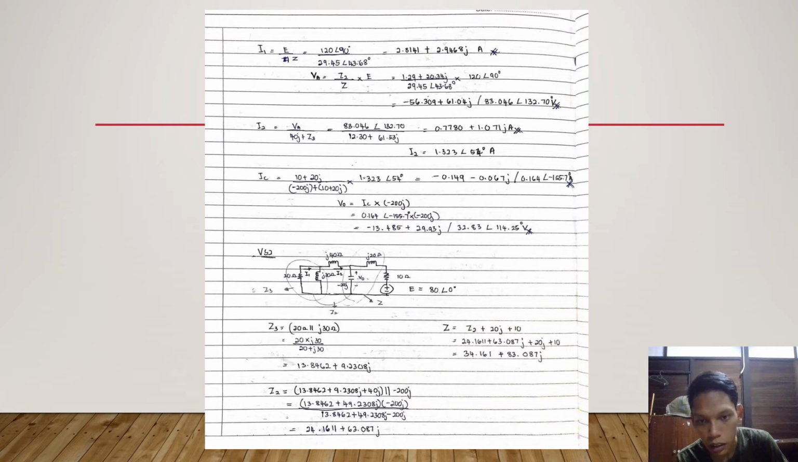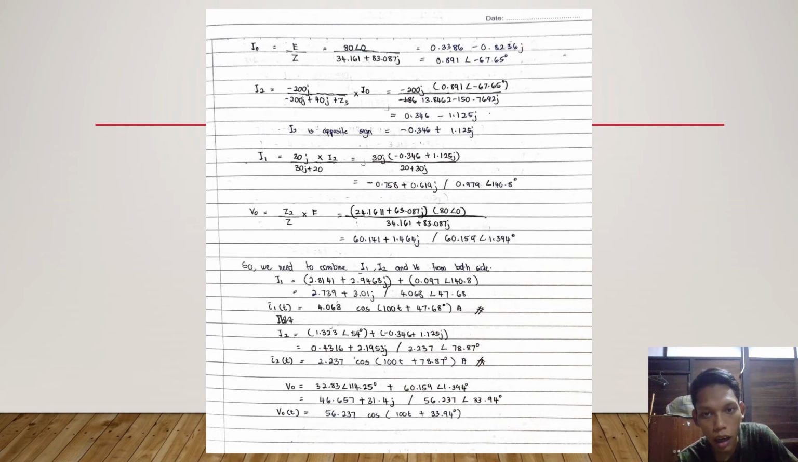At voltage source 2, we get the total resistance 34.161 plus 83.087 imaginary. I naught is 0.891 degree negative 7.65. I2 we get 0.346 negative 1.125 imaginary. I1 we get 0.979 angle 140.8. For V naught, we get 60.159 angle 1.394.